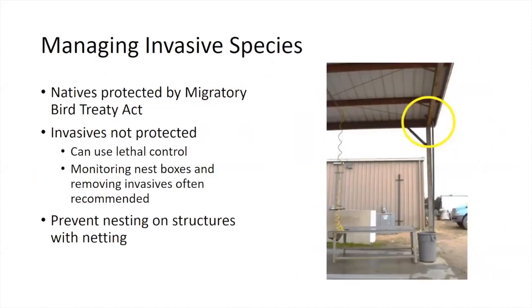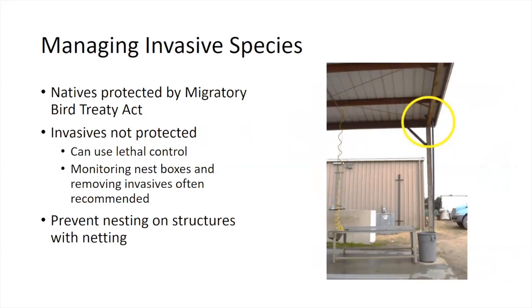When managing for invasive species, remember that natives are protected by the Migratory Bird Treaty Act, so you can't harm them unless you get a permit. But invasives are not protected, so you can use lethal control. It's usually recommended by conservationists to monitor nest boxes and remove invasives so that the natives can instead use that space. And oftentimes the invasive species will nest in structures in areas that you don't want to.